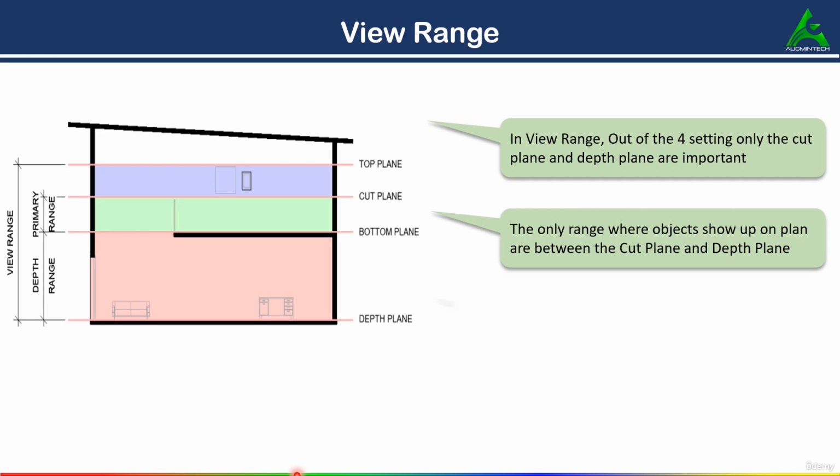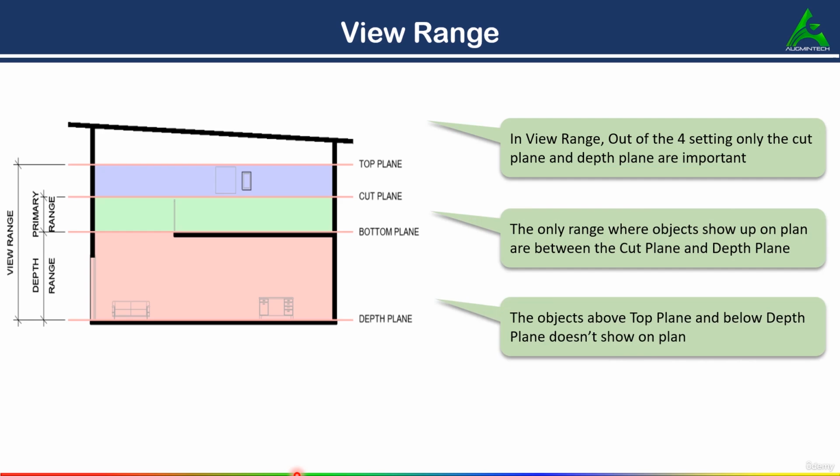use the depth plane. Okay, the objects above the top plane and below the depth plane do not show on plan. Suppose you have placed an object above the top plane, and suppose for the top plane you have selected 10 feet. If you have placed anything above 10 feet, that object will not be visible in your plan view because the top plane you have selected is 10 feet.